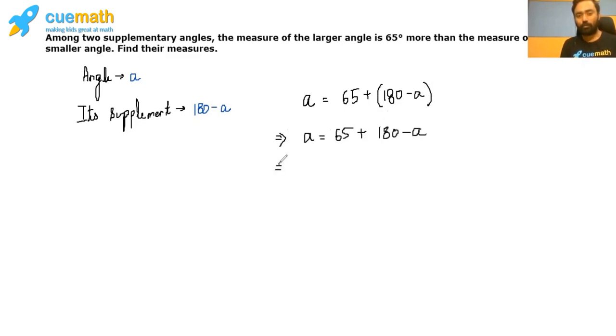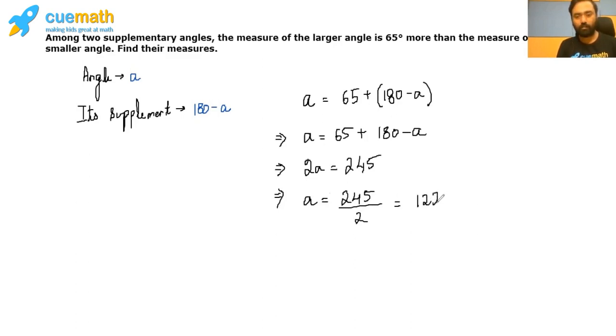Now we transpose negative A to the left hand side to make sure that we have the variables on one side. So negative A when transposed to the left hand side would become positive A. So twice of A equals 65 and 180, which would give us 245. So A is equal to 245 over 2, and this is going to be equal to 122.5.